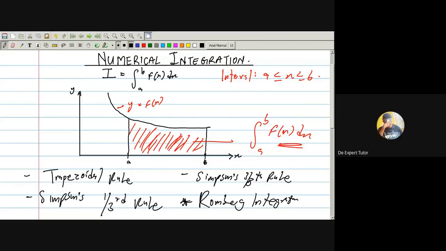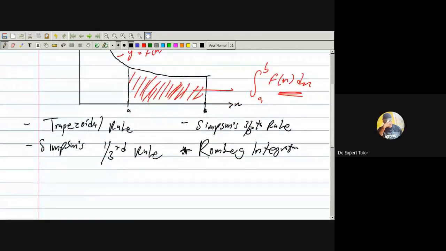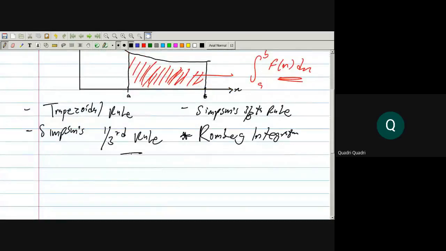Okay, let's move on. Now, this is what we want to do. So let's start with the trapezoidal rule. How do we use the trapezoidal rule to evaluate this integral a to b f of x dx?